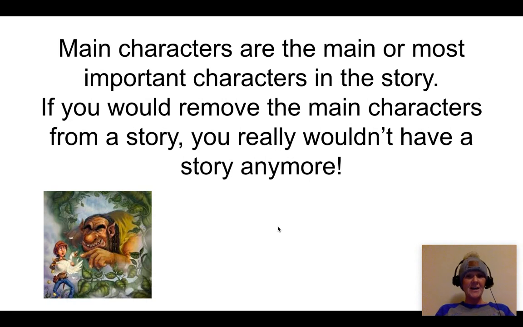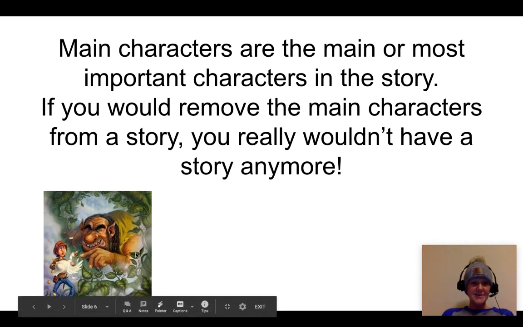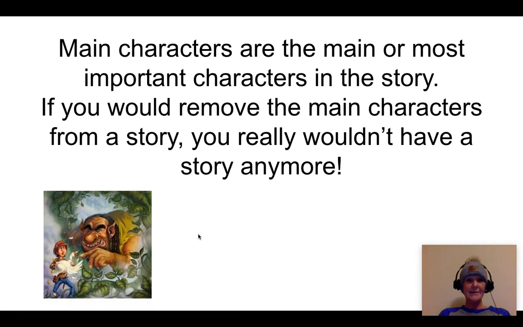Main characters, on the other hand, are the main or most important characters in the story. If you removed the main characters from a story, you really wouldn't have a story anymore. So over here is a picture from the story Jack and the Beanstalk, and that's a fictional story. Here is a picture of the giant, and here is the picture of Jack, and you can see the beanstalk wrapping around there. So in the story Jack and the Beanstalk, the main characters are Jack and the giant. If we took them out of the story, we would no longer have a story.